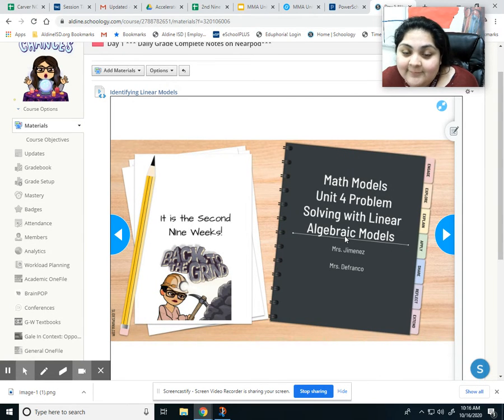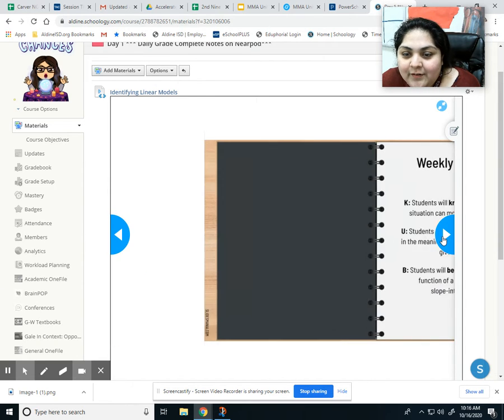All right, so we're on Unit 4. Unit 4 is going to be about whether you can identify if a situation is linear, and about answering questions given that information once you've made the assumption that it is linear. So let's get started.